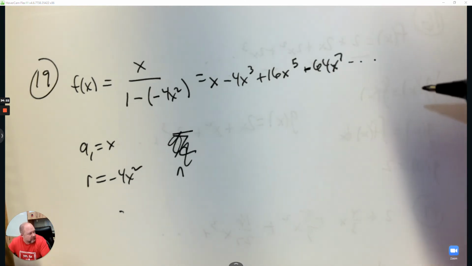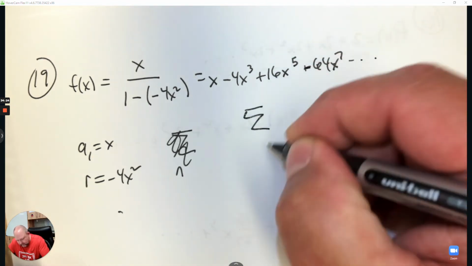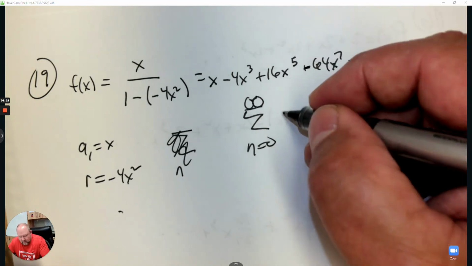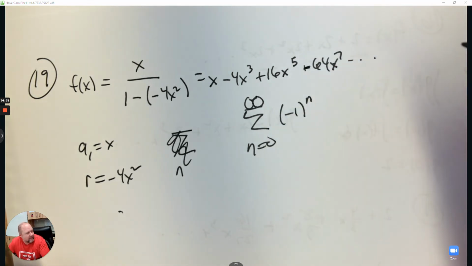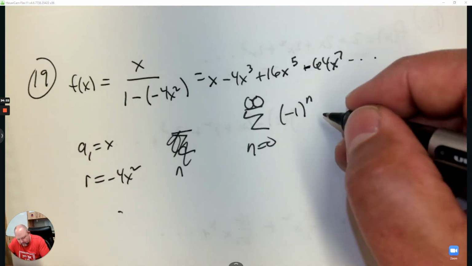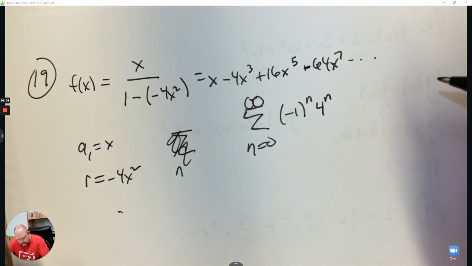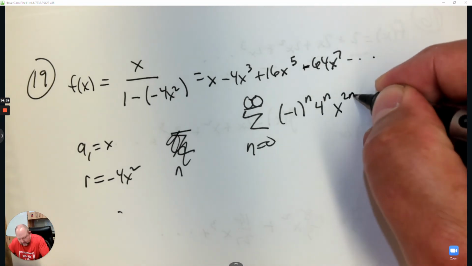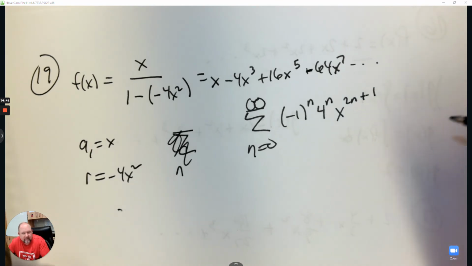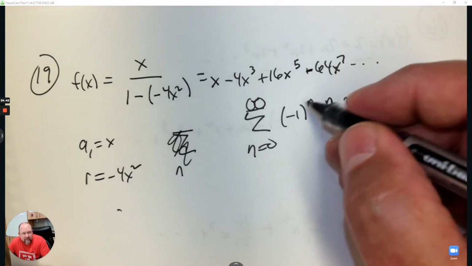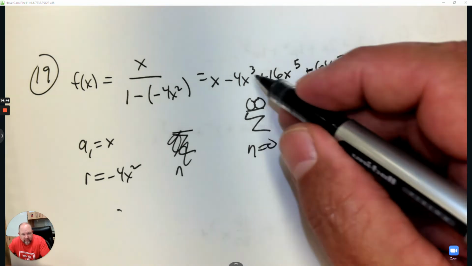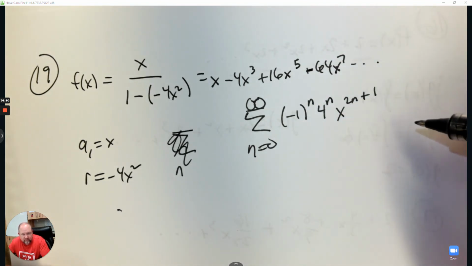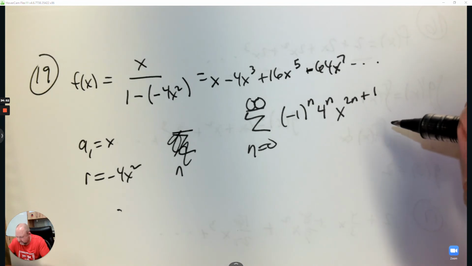The general term, in terms of what it would look like, if I started at 0 to infinity, first of all, it alternates. And then 4 to the n, x to the 2n plus 1 because it's odd. So if I plug in 0, it works. If I plug in 1, 2, 3, and so on, it works. And then this gives me the odd exponent for x. All right, number 20.